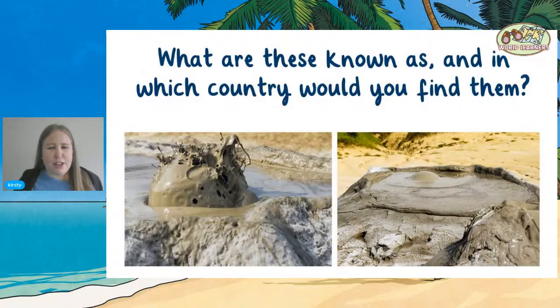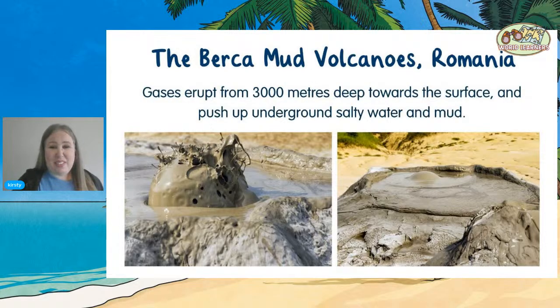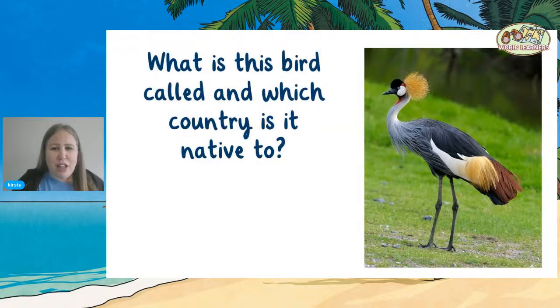Right, Ezra says mud volcano. Was it in South Korea? Some people thinking it was in Romania. Mud springs, Romania. Another vote for South Korea. Can we remember? Yes, mud volcanoes. The Berca mud volcanoes. And it's gases, isn't it? Erupting from 3,000 meters deep, bubbling up towards the surface and pushing whatever is in its path out. So salty water and mud. And yet they are in Romania. Well done. I think we got a couple left.